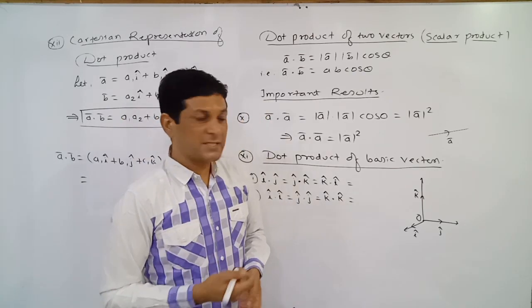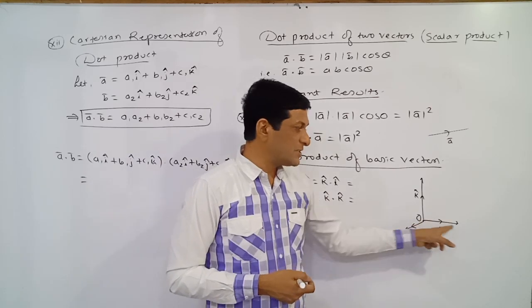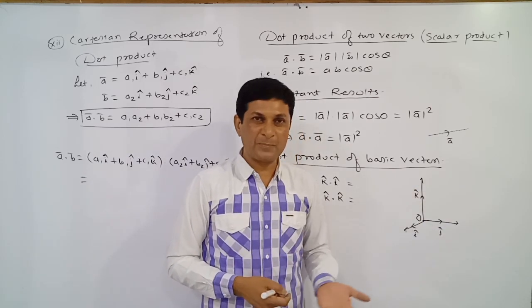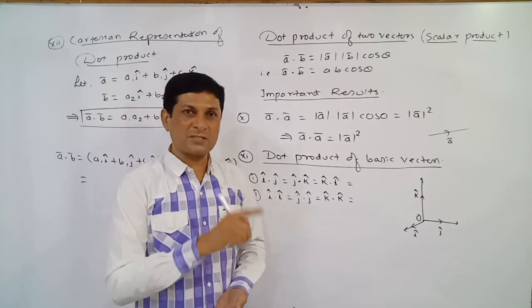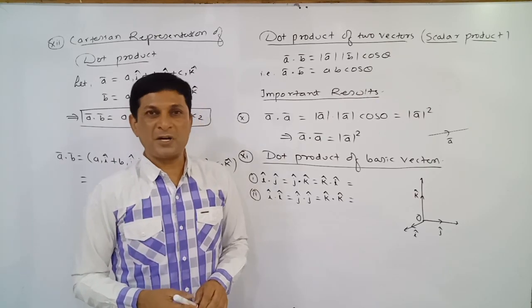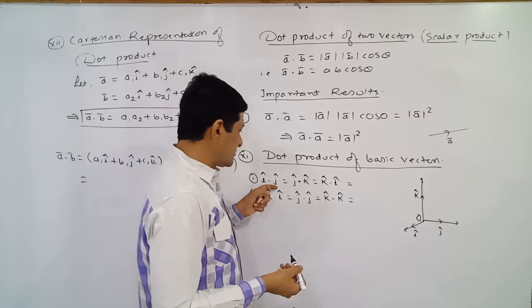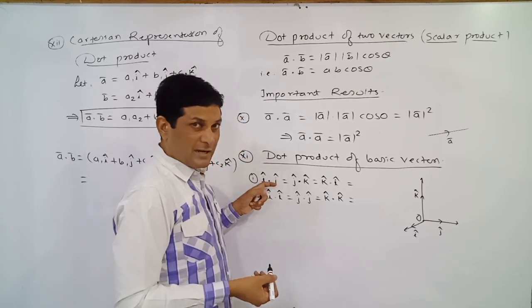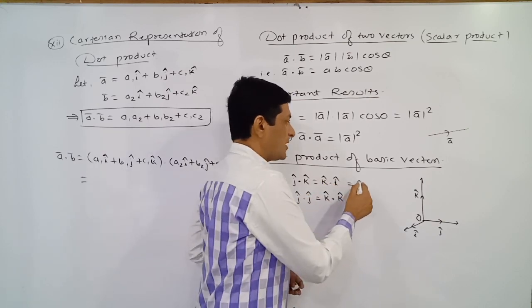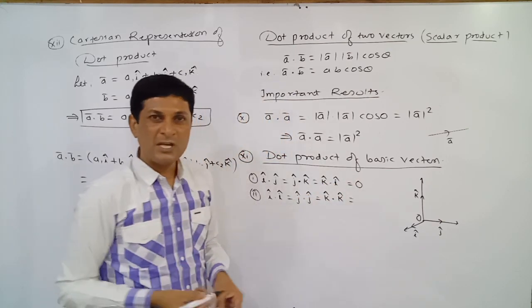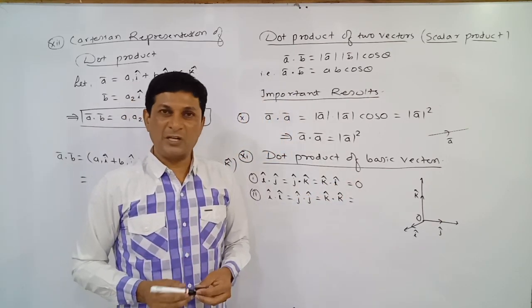If these axes are mutually perpendicular, it means these three vectors are also mutually perpendicular. And we have already seen one important result: if two vectors are perpendicular, then their dot product will be equal to 0. That's why we can say that i cap dot j cap, or j cap dot k cap, or k cap dot i cap will be equal to 0, because these vectors are mutually perpendicular.